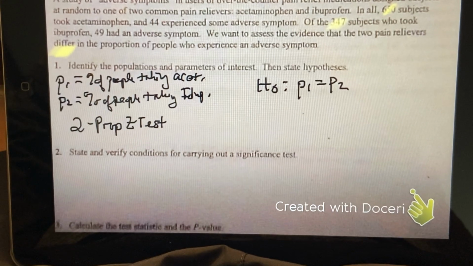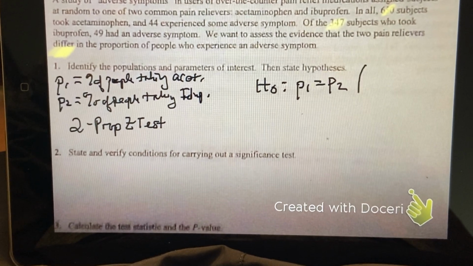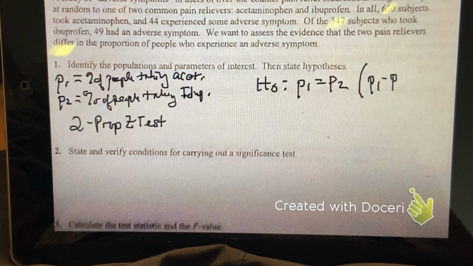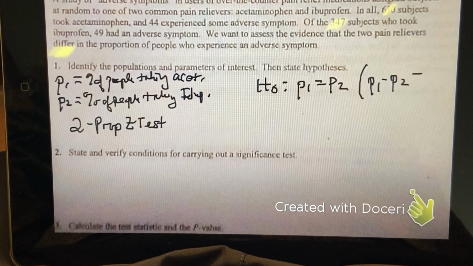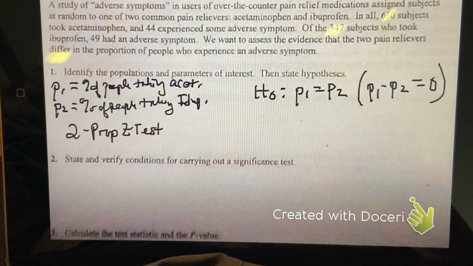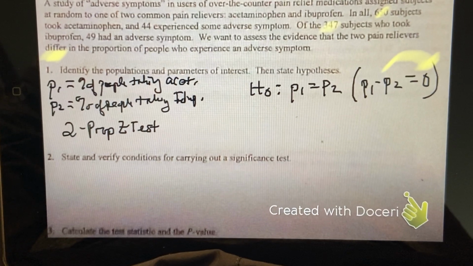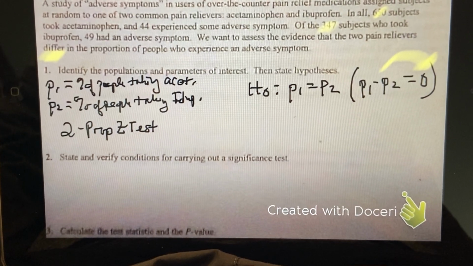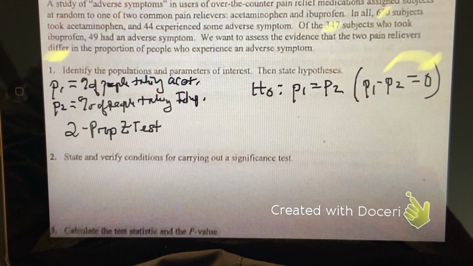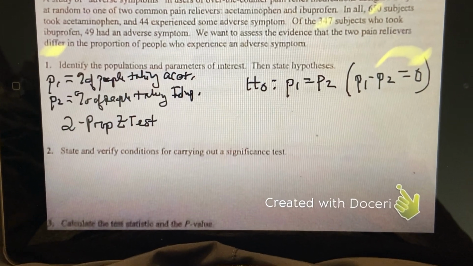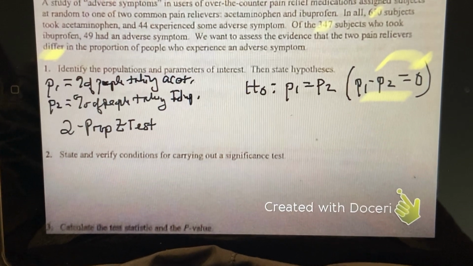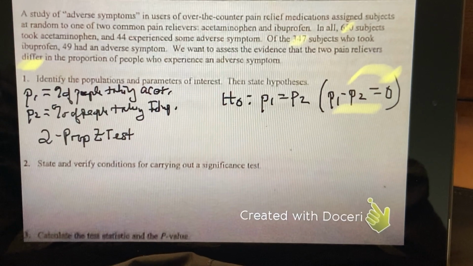Now, FYI, some textbooks do this: p1 minus p2 equals 0. Well, just using some algebra, if I took that little guy over here, then it would be p1 equals p2. I'm going to try to stick to what our textbook does and the way I've taught it for years. But if you see something like this, don't freak out. Just convert it to what you're used to seeing.